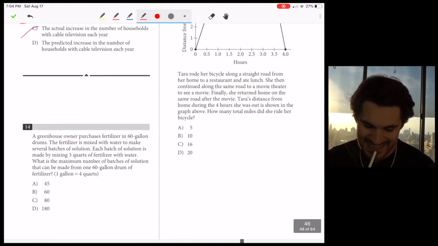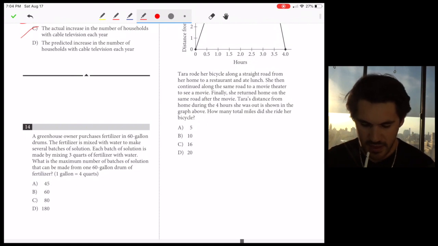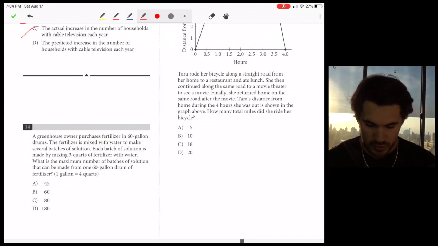Number 14. A greenhouse owner purchases fertilizer in 60-gallon drums. The fertilizer is mixed with water to make several batches of solution. Each batch is made by mixing 3 quarts of fertilizer with water.